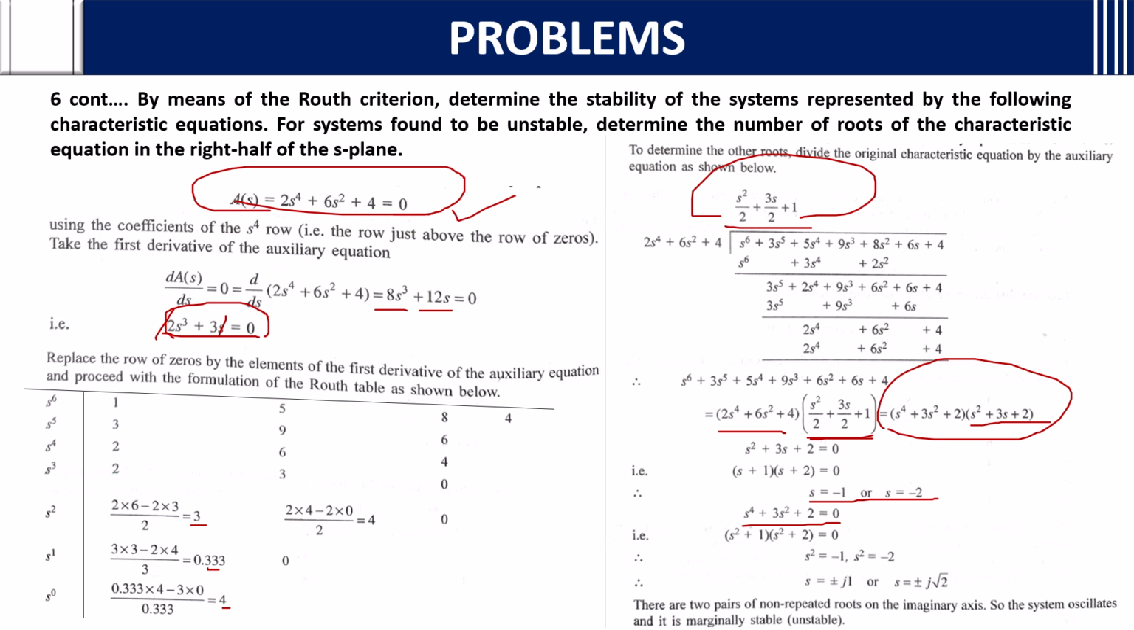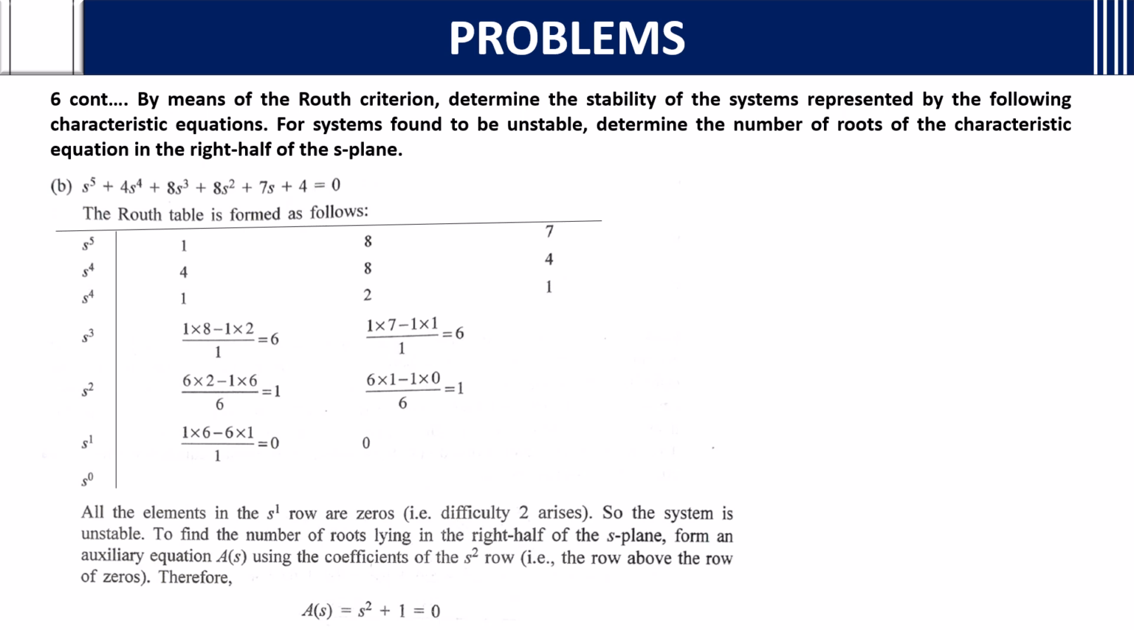As there are only non-repeated roots on the imaginary axis, and none on the right half, what it means is the system is marginally stable. Okay. Next question.